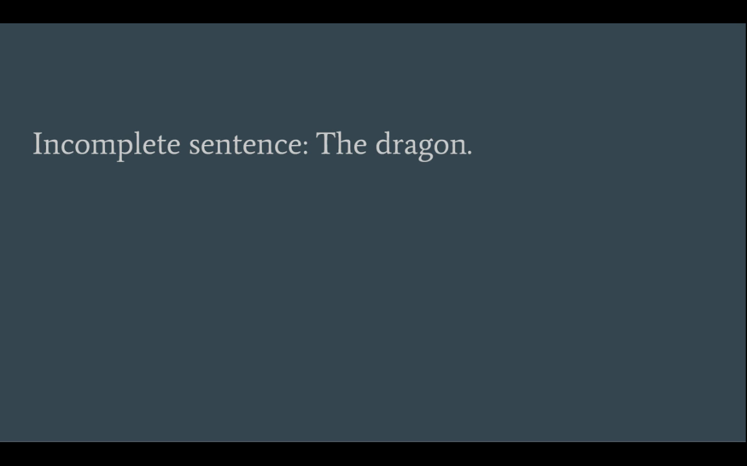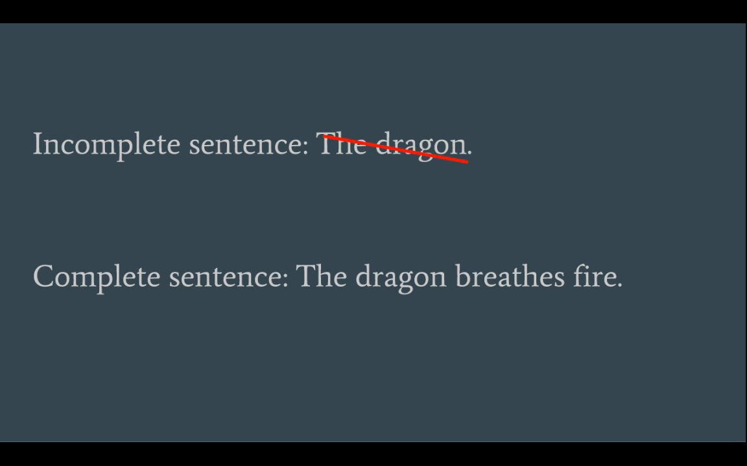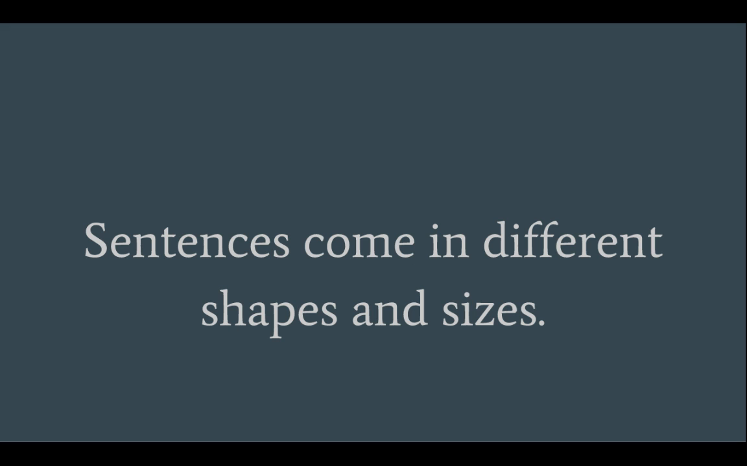So, for example, this is an incomplete sentence. The dragon. There's a subject, but there's no action. We can turn this into a complete sentence by adding an action, something the dragon is doing. So, the dragon breathes fire. That's a complete sentence. The next thing you need to know is that sentences come in different shapes and sizes.